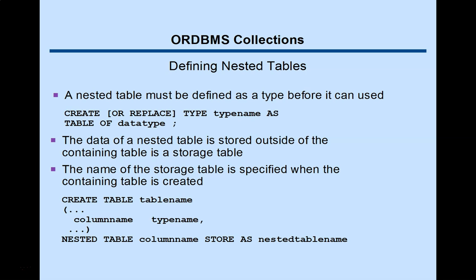We can define physical storage characteristics of this. It is possible that we could have the containing table stored in one table space and the nested table stored elsewhere. So we can control physical storage characteristics of that. But my goal here is to simply convey the idea of the basics of how to create the containing table and the nested table.